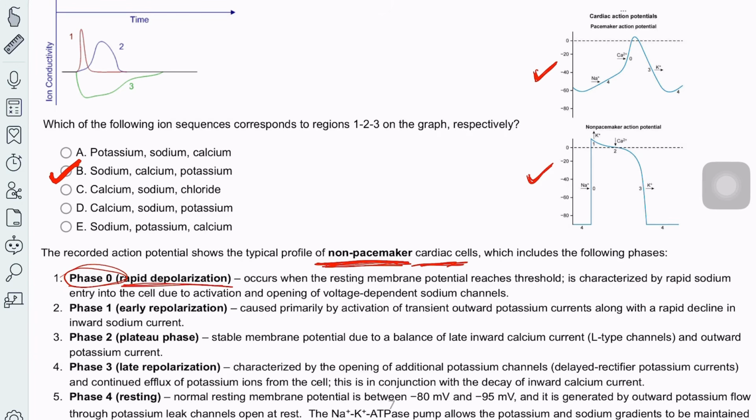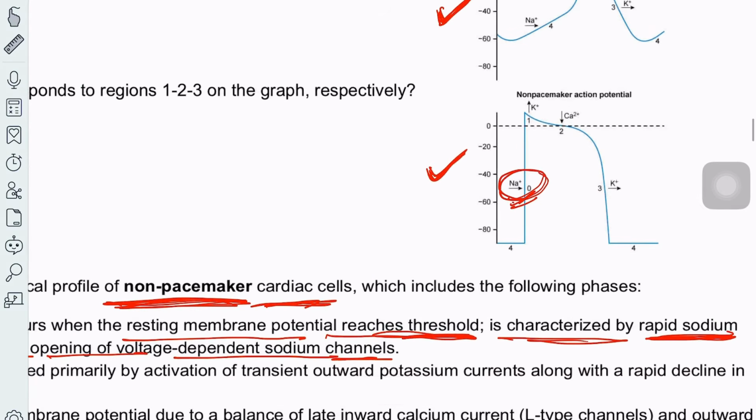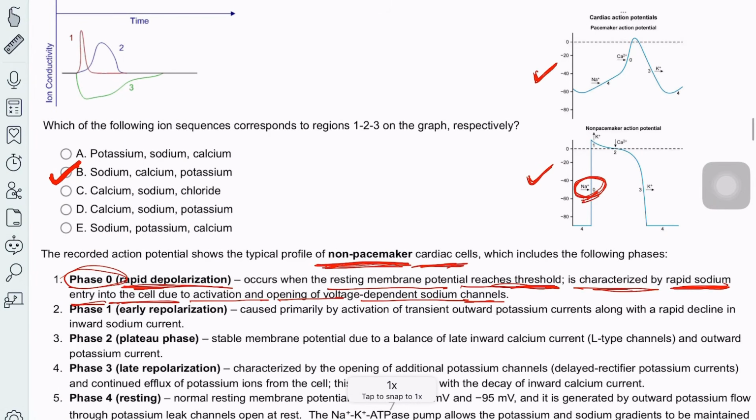Phase 0 is the rapid depolarization phase. This phase occurs when the resting membrane potential reaches a threshold and is characterized by rapid sodium entry into the cell due to activation and opening of voltage gated sodium channels. So this is by entry of sodium into the cell. Phase 1 is the early repolarization, caused primarily by activation of transient outward potassium currents along with a rapid decline in the inward sodium current. So this is phase 1 and it is by efflux of the potassium ion.